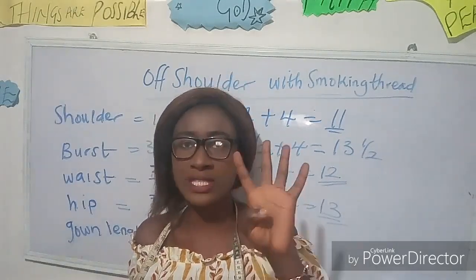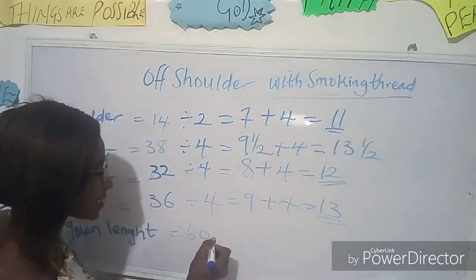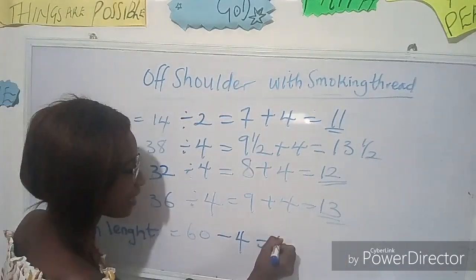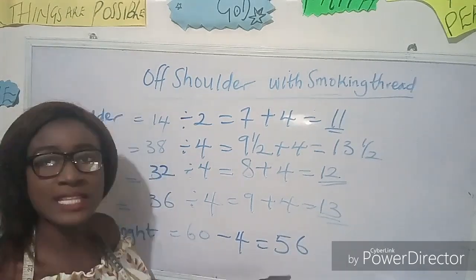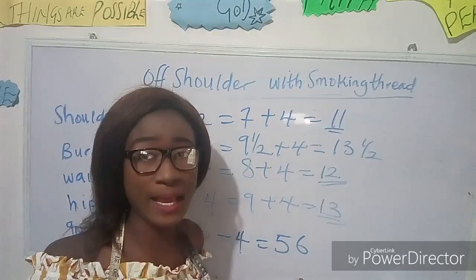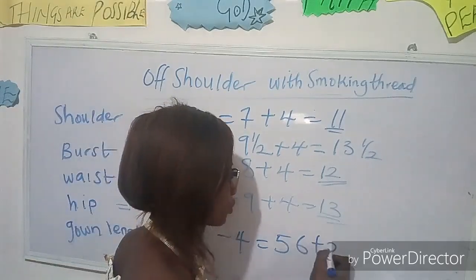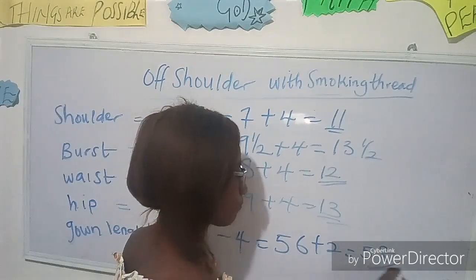So for me, I'm going to take away 4 inches for my off shoulder. So 60 minus 4 inches, we have 56 inches. Now to this 56 inches, I'm going to add my sewing allowance, that is my hemming allowance, to hem it at the down part, that is 2 inches. So plus 2 inches, we have 58 inches.